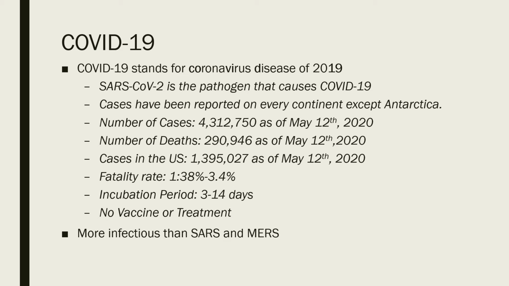The fatality rate is 1.38% to 3.4%, depending on the country, with an incubation period between 3 to 14 days. There is no known vaccine or treatment at this time, although the coronavirus is more infectious compared to SARS and MERS. Both SARS and MERS have much higher fatality rates than COVID-19 does.